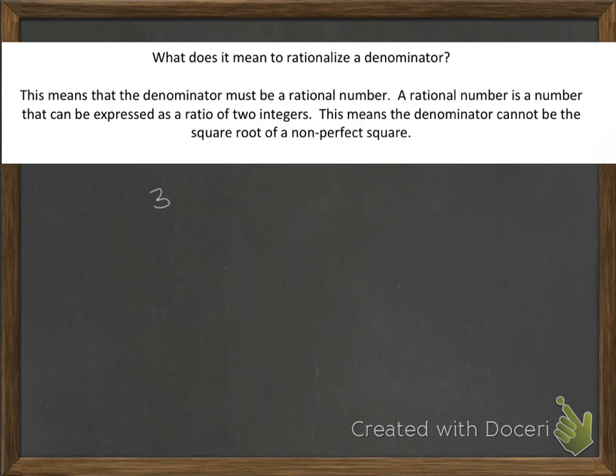For example, if we have 3 divided by the square root of 5, the square root of 5 is the denominator. The square root of 5 is, by definition, an irrational number. What does that mean? That means that it is a non-repeating, non-terminating decimal. The only way to express the square root of 5 exactly is simply to write the square root of 5.